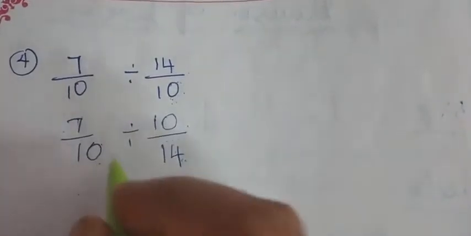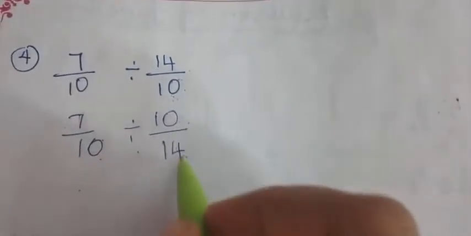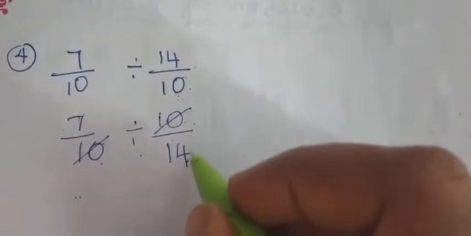7 by 10 is divided by 10 by 14. Now write it. Next, the common number we will cancel. 10 is divided with this 10. Now what is remaining? 7 and 14. We are using the shortcut method to divide, right?